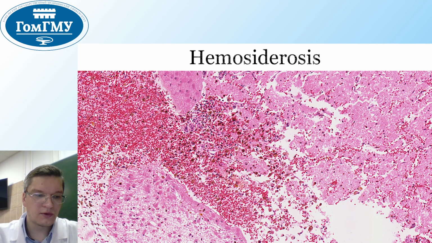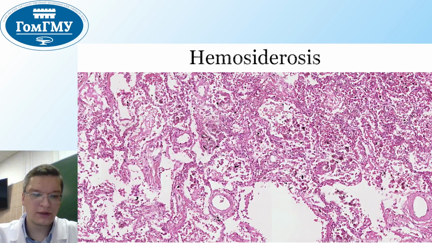Another example of local hemosiderosis is brown induration of the lungs as a result of small hemorrhages, as occur in mitral stenosis and left ventricular failure. Microscopy reveals the presence of heart failure cells, which are hemosiderin-laden alveolar macrophages.